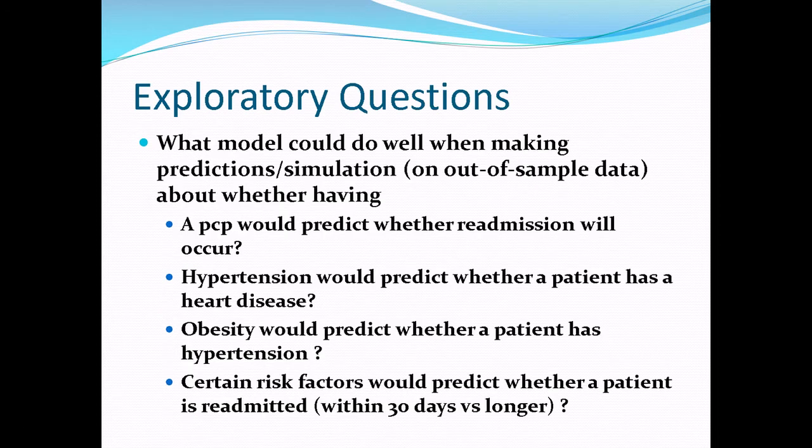In this presentation, we will be exploring 5 questions. What model could do well when predicting: number 1, whether having a PCP would predict whether a readmission will occur. 2, whether hypertension would predict whether a patient has heart disease. 3, whether obesity would predict whether a patient has hypertension. 4 and 5 combined, whether certain risk factors would predict whether a patient is readmitted. And the 5th one is specifically focused on readmission within 30 days.